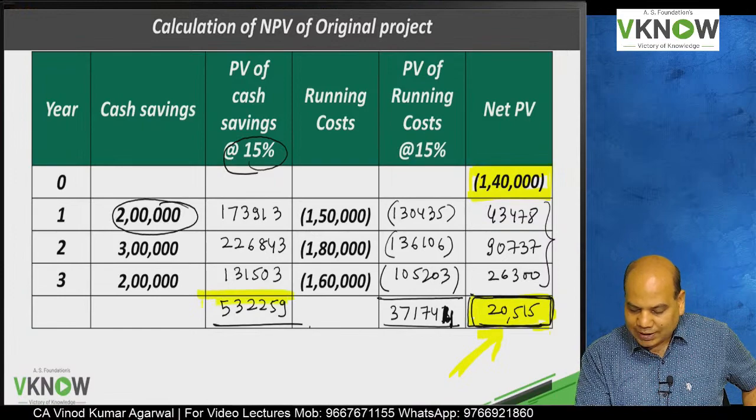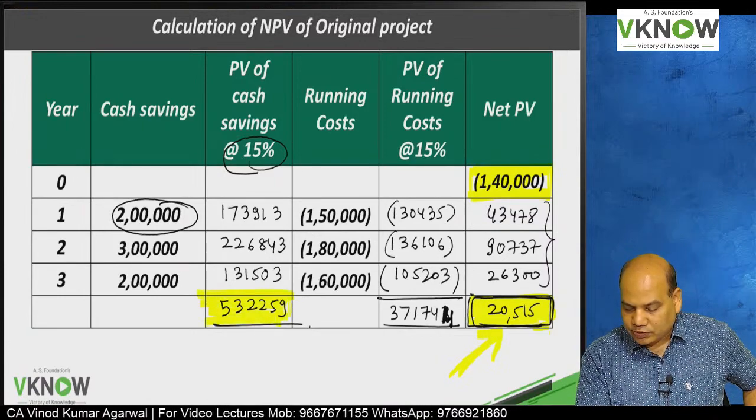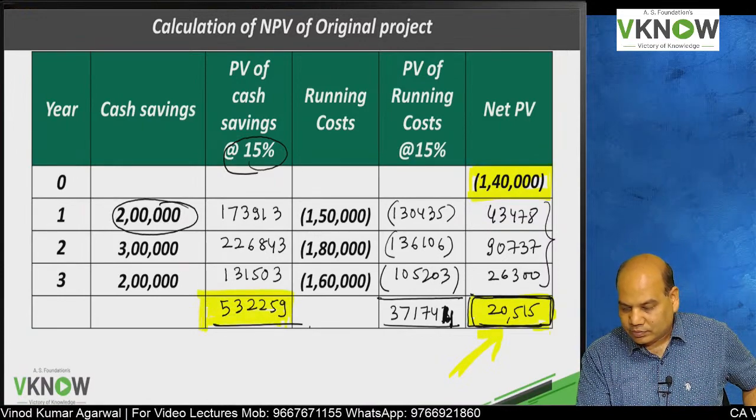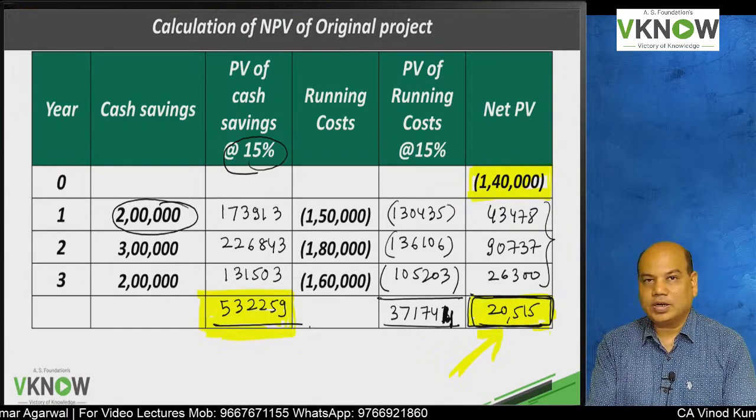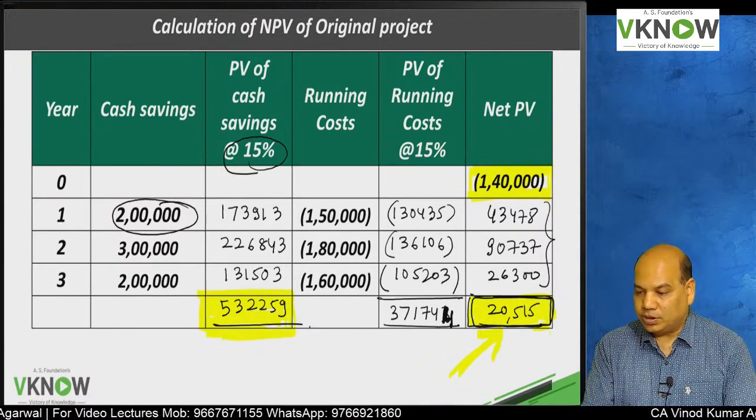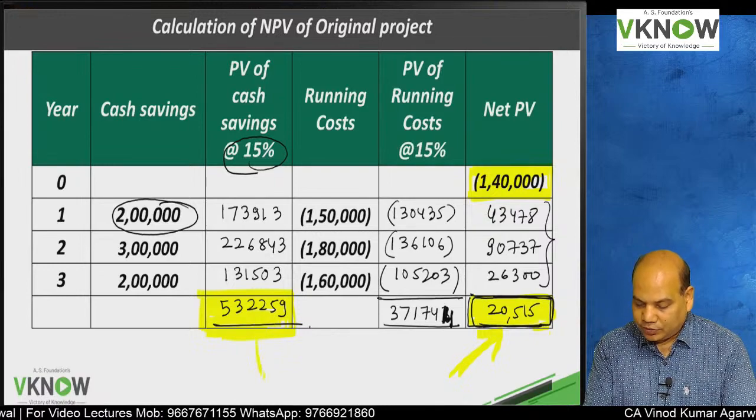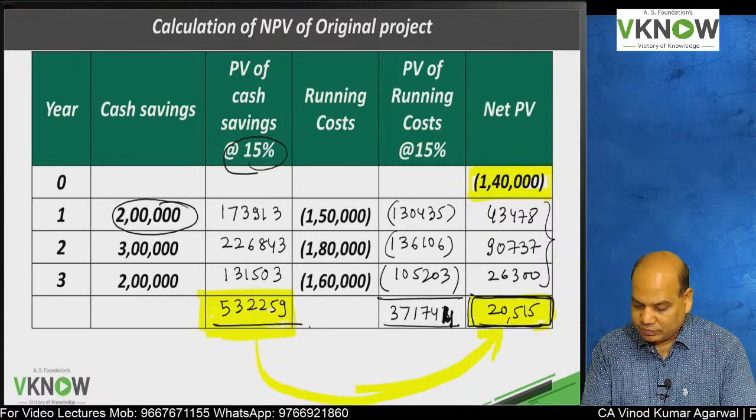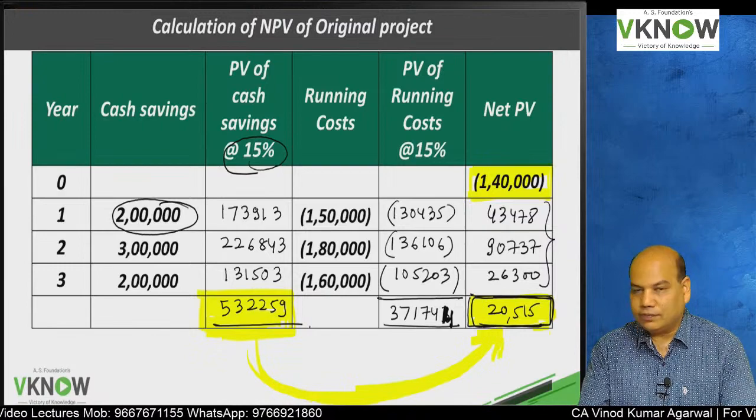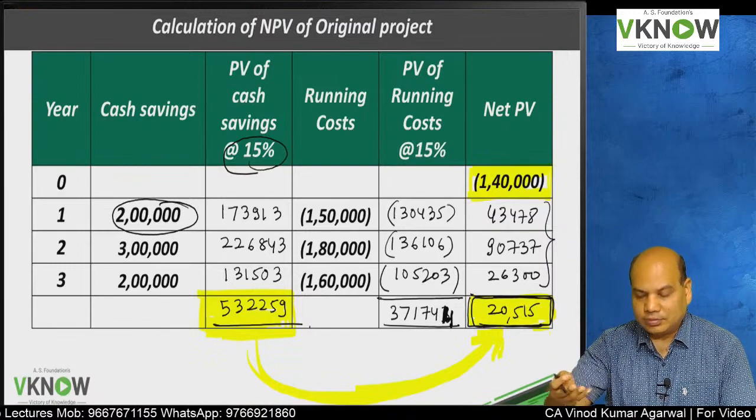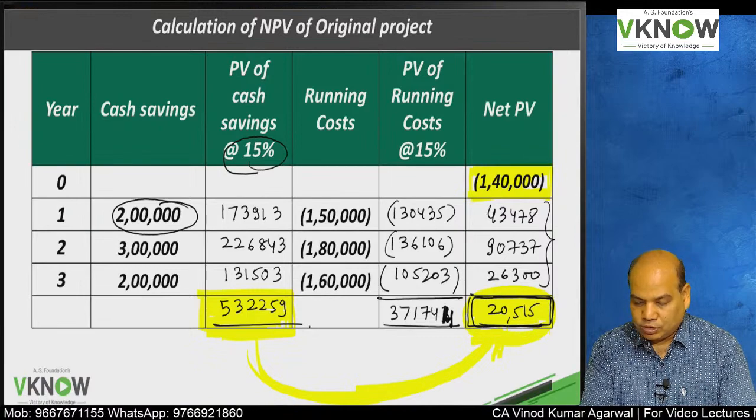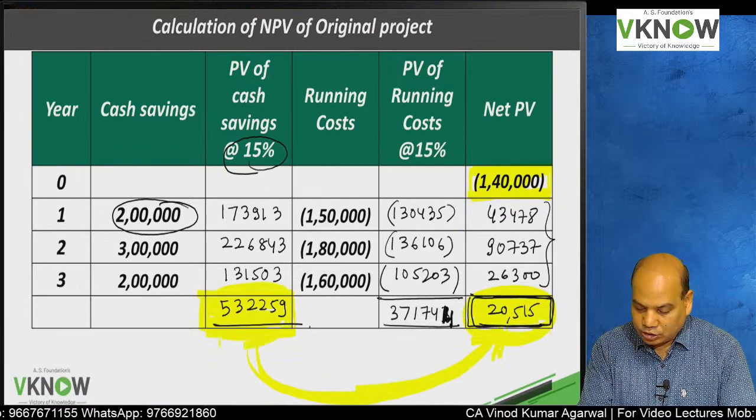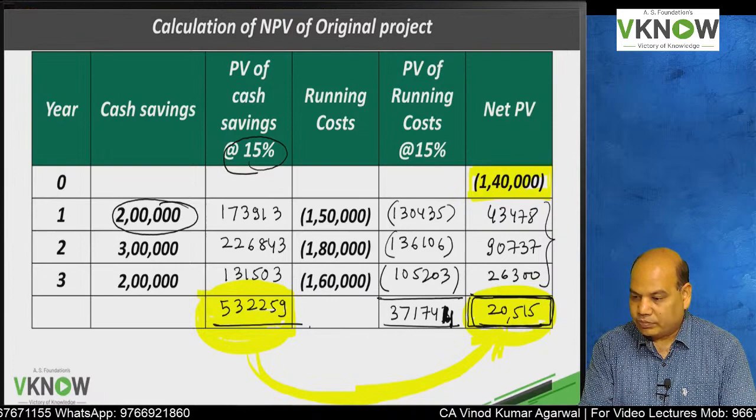For the cash saving, this is my PV of cash saving. Correct? If this reduces by 20,515, my NPV will be negative. So my margin of safety is 20,515 for PV of cash saving, and you have to divide by this number.